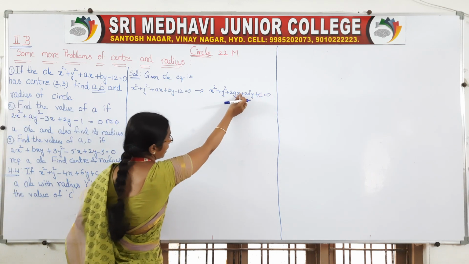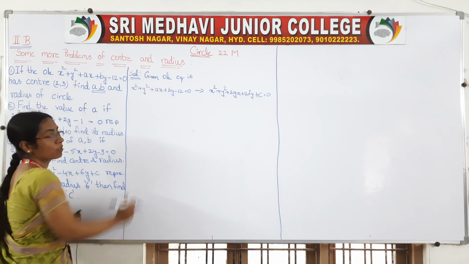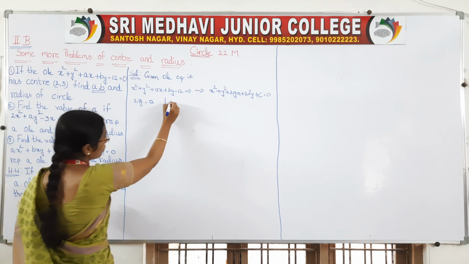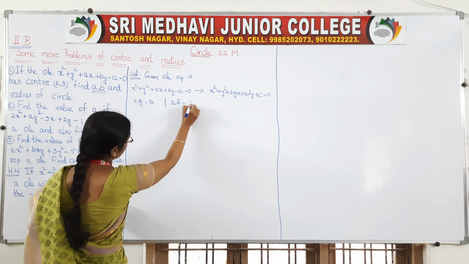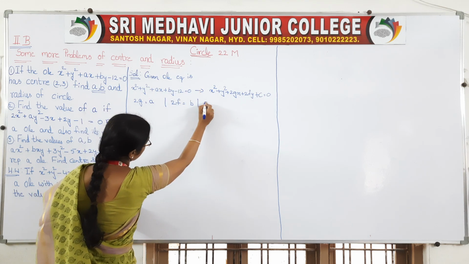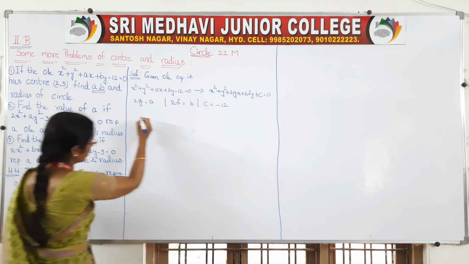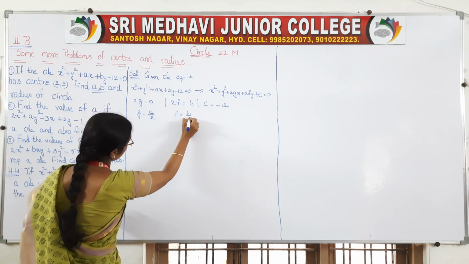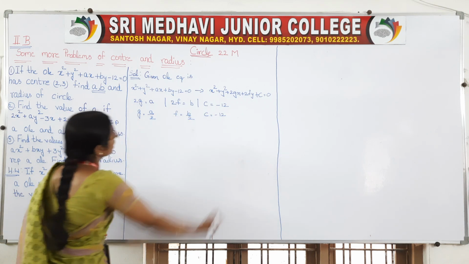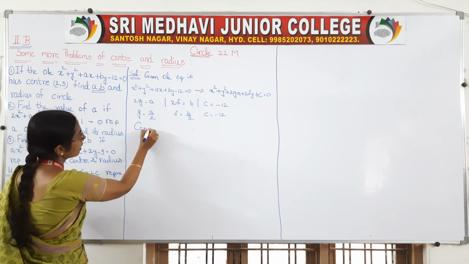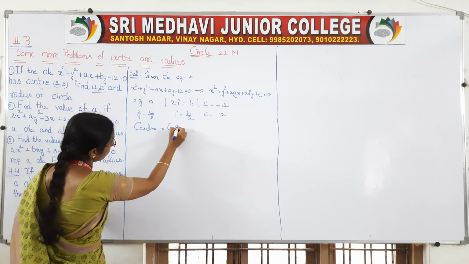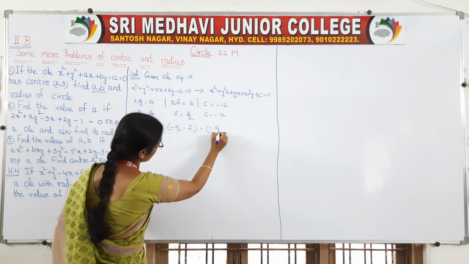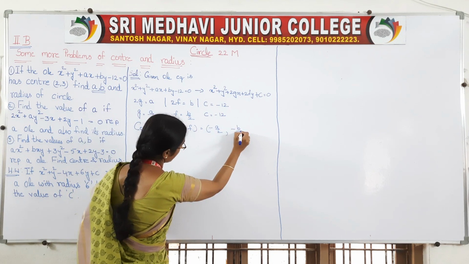So first equate: x coefficient is 2g and here x coefficient is a. So 2g with the x coefficient, 2f with the y coefficient, and the constant term with c. c is equal to minus 12. Then your g will be a by 2, f is equal to b by 2, c is minus 12 only. Then you take your center formula. Center is equal to (minus g, minus f). So this is your g, so minus a by 2, this is your f, minus b by 2.